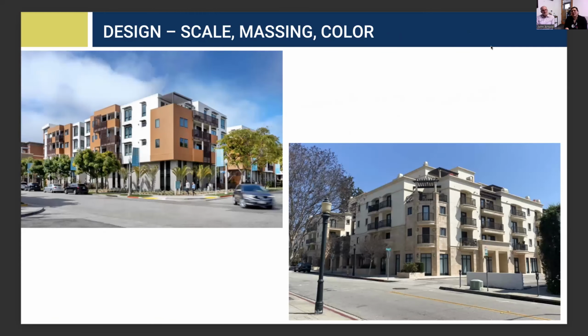And so this last example of projects we have is talking about scale, massing, and color. The project on the left is a Los Angeles project in Playa Vista, and this is where we talk about height and scale. This is actually a 5-story building, but by the way we're articulating the color and the massing and the ground floor, it feels like a 4-story building.